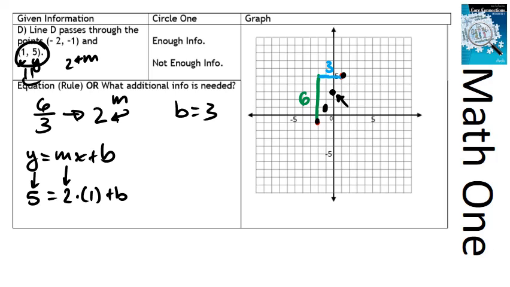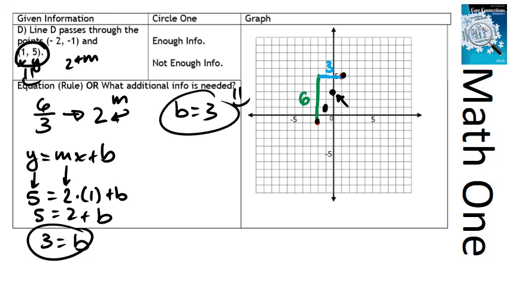So you can see when I do that, 5 equals 2 times 1. This is 5 equals 2 plus b, right? 2 times 1 is 2 plus b. And if I subtract 2 from both sides, I get exactly what we thought. So what's nice about that is I had an opportunity to practice finding the y-intercept if I knew a point and a slope. And you can see I verified that it totally works out.